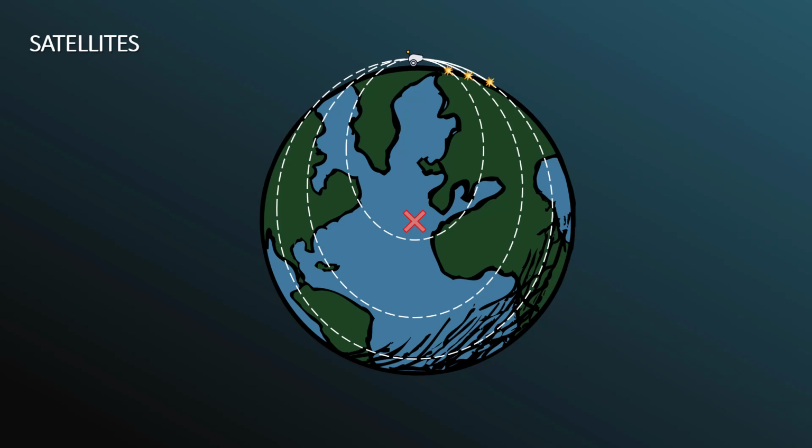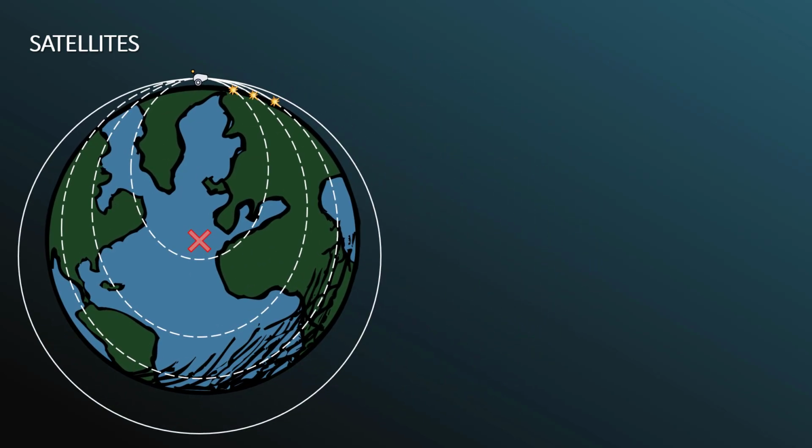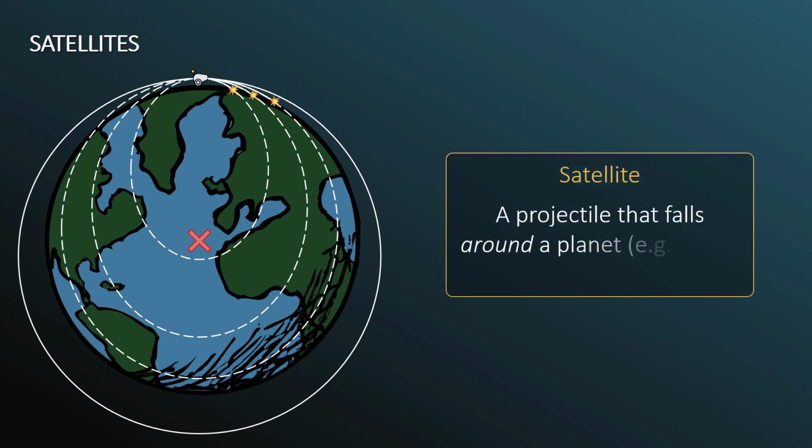But what if you throw a ball or shoot a cannonball so fast that instead of falling into Earth, it falls around the Earth? So it keeps falling, but it never crashes into the Earth. Now that's only possible if you can shoot something fast enough. This is what a satellite is. It's a projectile that falls around a planet or an object rather than into it.